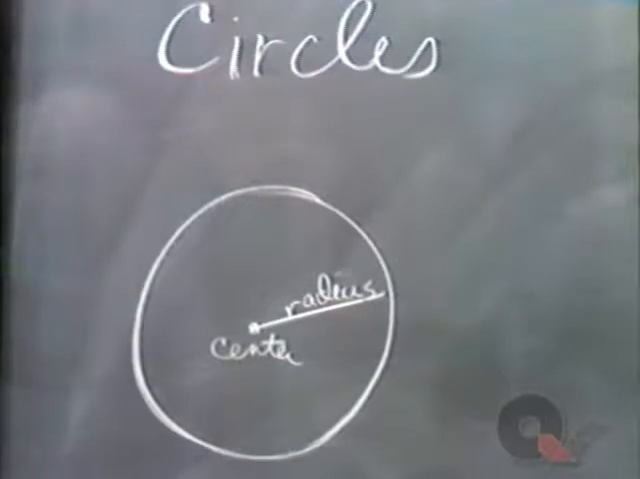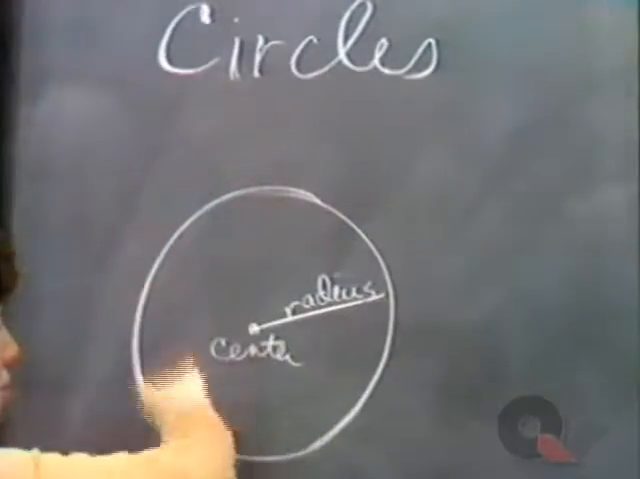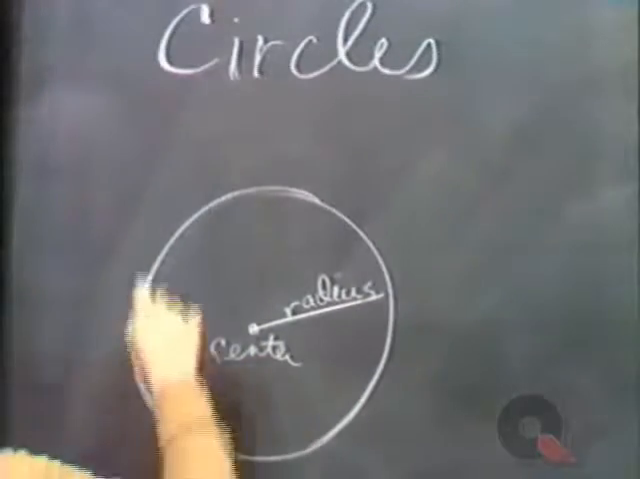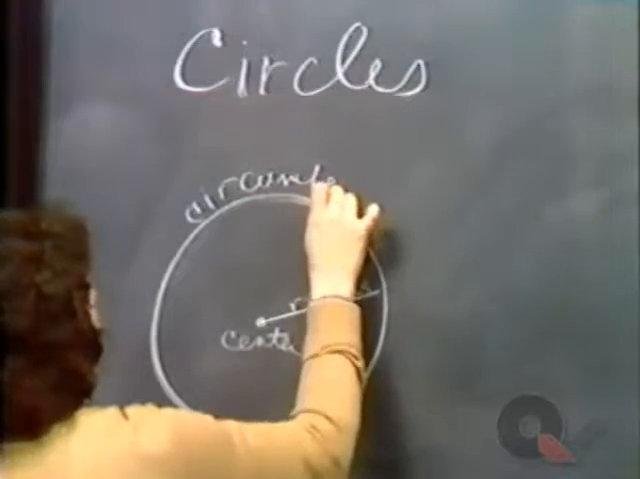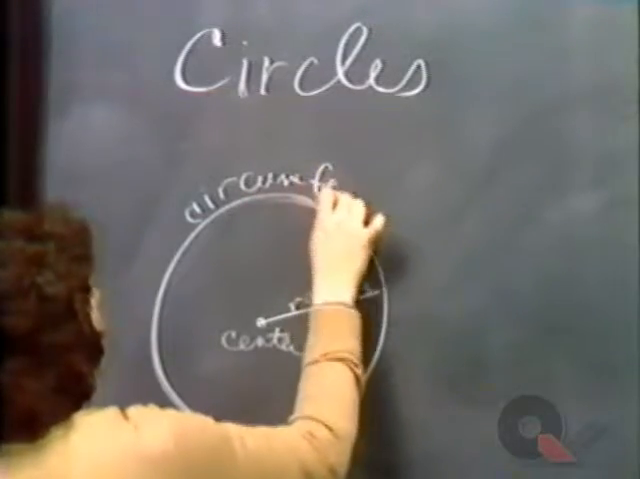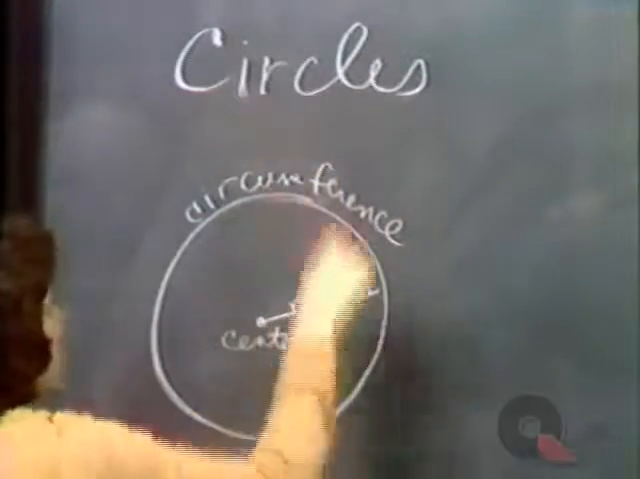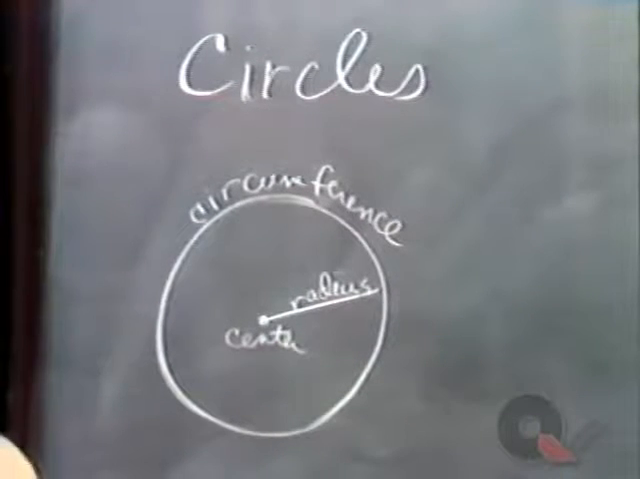The perimeter of a circle, the distance around the circle, is known as the circumference. The circumference of a circle is just a fancy name for the perimeter of a circle.